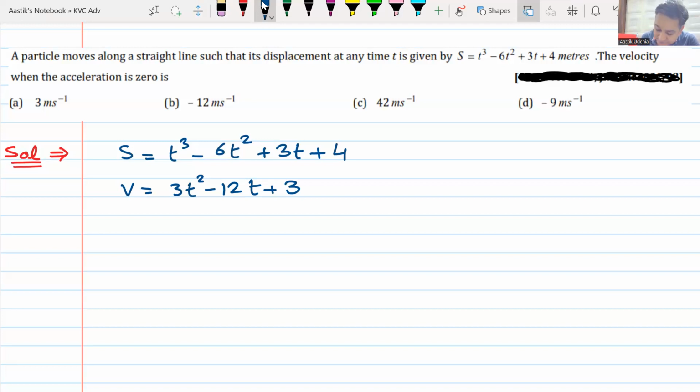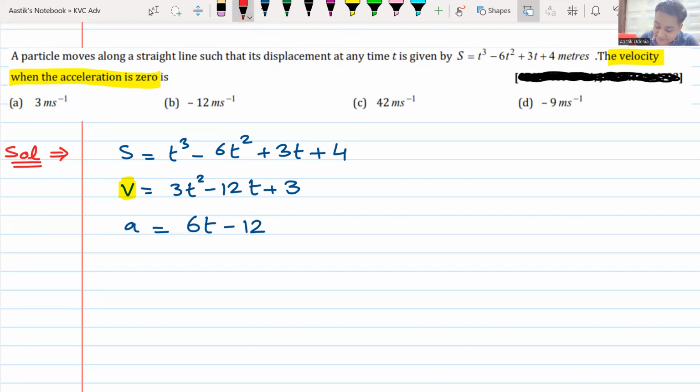Okay. Then I have to find out this velocity, v. But I don't know at what time. They have given the time, but given it indirectly: when the acceleration is 0. So I have to find the velocity when acceleration is 0. That means I have to also find the acceleration of this particle. How do I find the acceleration of this particle? I differentiate it once more. Differentiate velocity one more time, I will get 6t minus 12. This is the acceleration of the particle if I have differentiated it correctly.